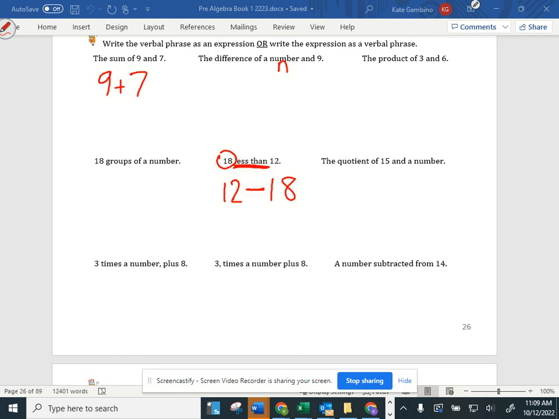Let's look at the bottom row, we do have that comma. So let's look at that. 3 times a number plus 8. How do you think we're going to write that out? Audrey? 3 times n plus 8.